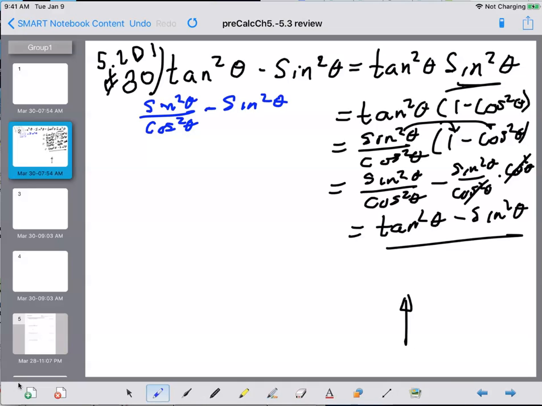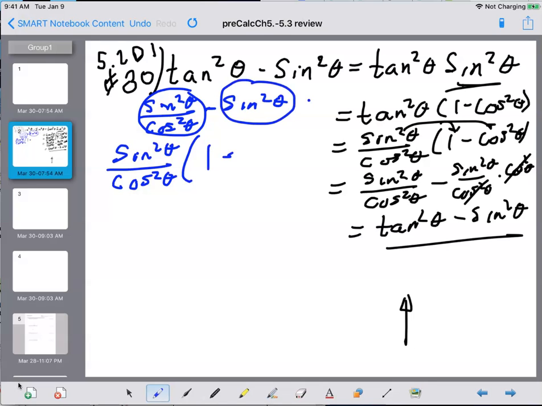I changed tangent to sines and cosines. I am going to factor out sine squared theta. Sine squared theta over cosine squared theta is going to be factored out of both terms. So out of this term, it's 1. But out of this term, remember, minus, I'm looking at what was here to make my multiplication of sine squared theta over cosine squared theta just sine squared theta. It had to be a cosine squared theta.